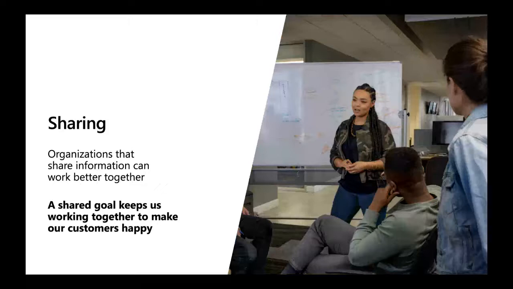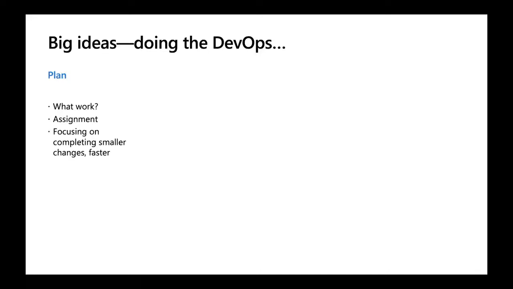And so the big ideas are doing the DevOps. So first, we're going to plan. All right, we're going to find out what work we need to do, we're going to assign it, and then we're going to focus on those smaller changes that we're going to complete faster.